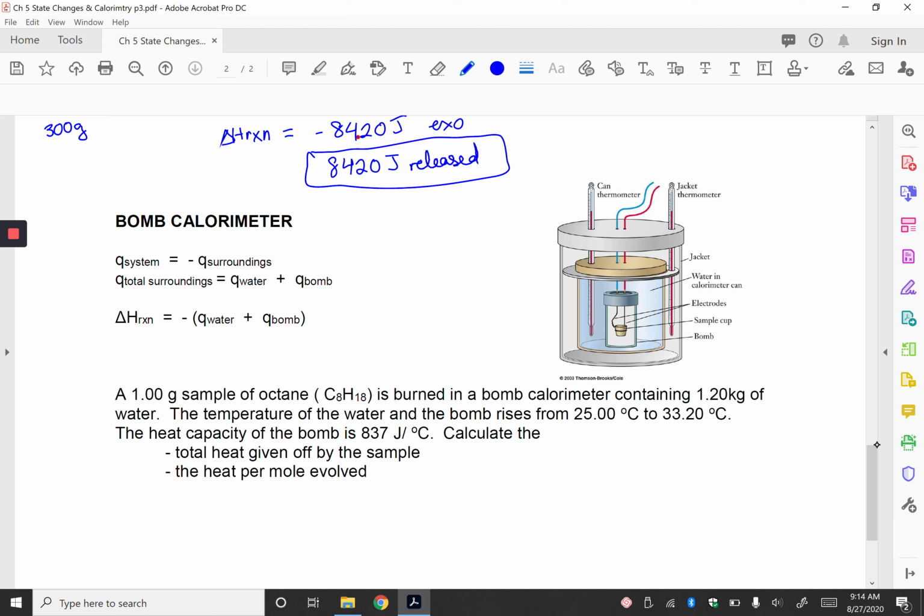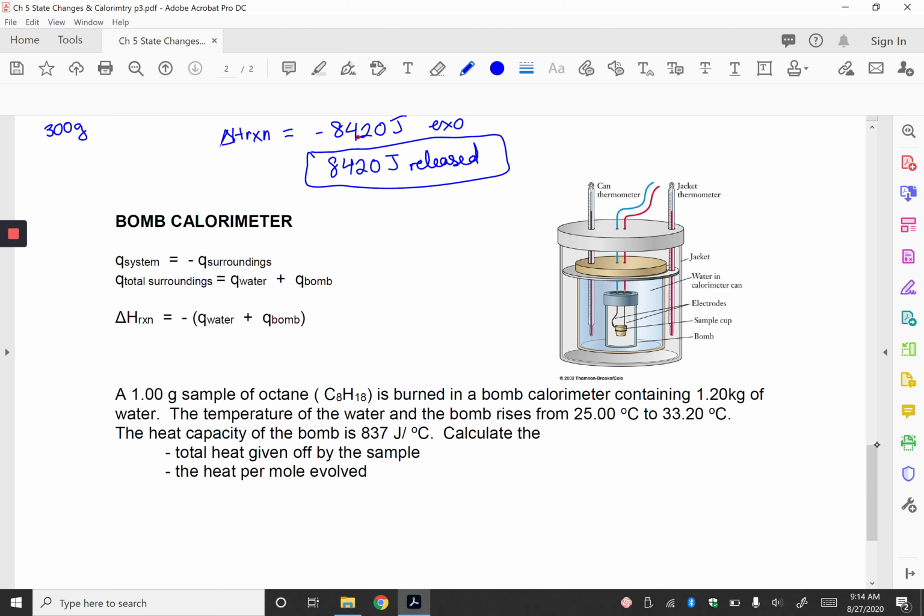Now, in addition to the water absorbing that heat, the chamber itself, like the bomb calorimeter itself, will absorb some heat, the walls of the calorimeter and so on. And so sometimes they'll give you information just about the water, like the mass and the C and the delta T for the water.